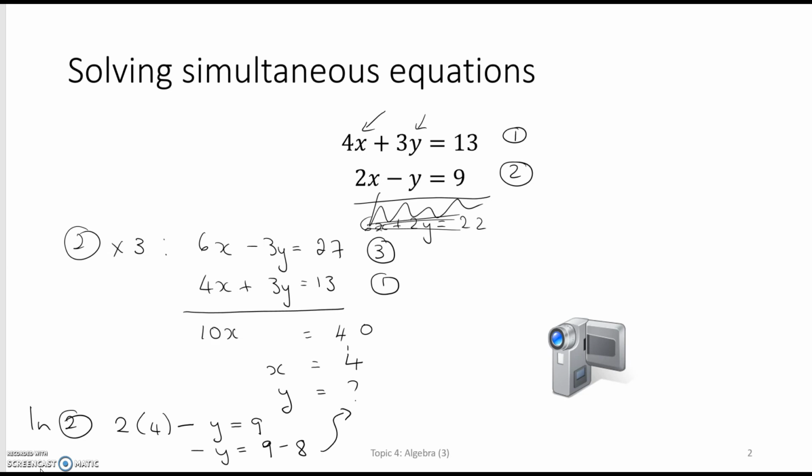I didn't want negative y, I wanted y. So if I multiply everything by negative 1, then I've got y equals negative 9 plus 8, which is negative 1. Then you need to check. And here, just a little hint, check in equation 1 to find out if it's true. And what we find is that 4 times 4 plus 3 times negative 1 is indeed 13. So we're right.